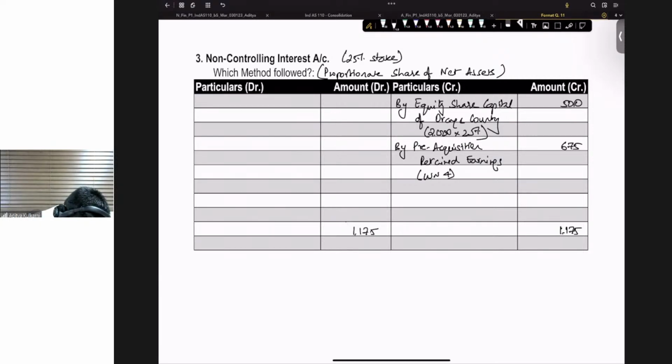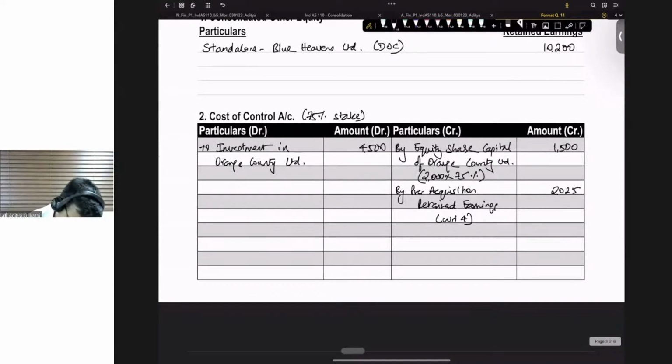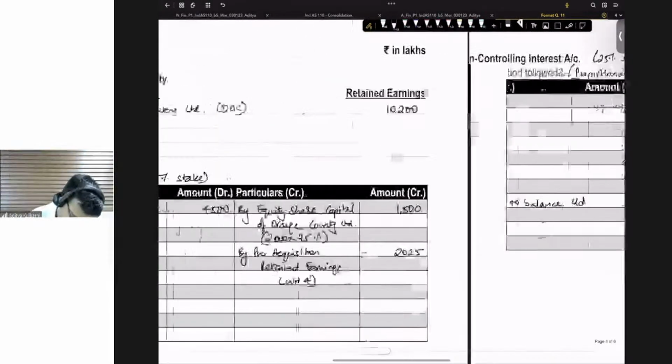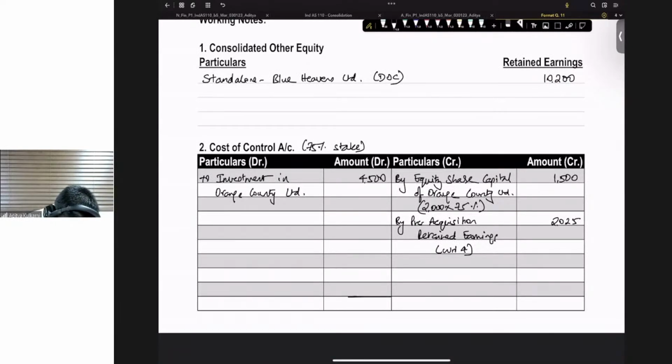1,175 is the total. I am not given fair value of NCI. So straight away I will be having to balance carried down 1,175. Okay. No further adjustments. Then you move to cost of control account. Debit side is higher, so it will result in a goodwill. So balance this 4,500. So 4,500 minus 1,500 gives you 3,000, minus 2,025 gives you 975. This is nothing but your goodwill.